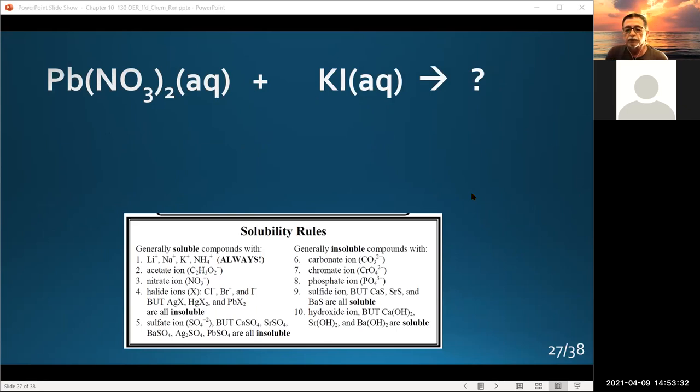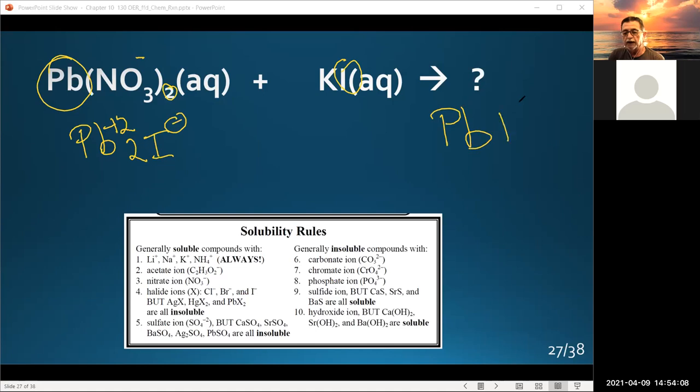All right. Let's take a look at this one. Another one here. Let's write down what the new products will be. And so we're going to exchange the lead and the iodide. And so here, which lead are we working with? Well, we know that each nitrate's a -1, and there's two of them. So that implies that we are working with lead 2. Okay. And we know that the iodides are each a -1. So that means I need 2 iodides for every lead 2. So the new product is lead iodide.